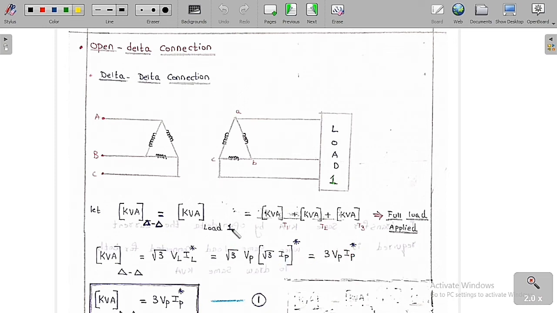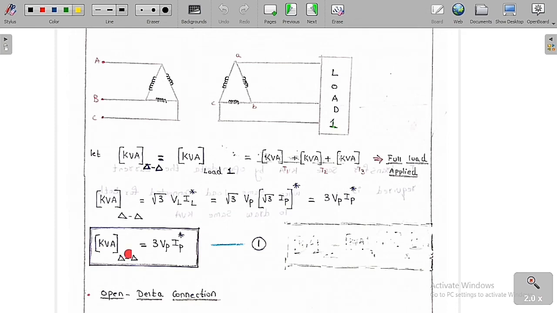So we can say simply that the kVA of this delta-delta transformer is equal to 3 Vp Ip conjugate. Listen carefully: kVA delta delta is equal to root 3 VL IL conjugate. VL is equal to Vp and IL is equal to root 3 Ip because of the delta connection. So taking the conjugate, we get 3 Vp Ip conjugate, where Vp means phase voltage and Ip means phase current. So kVA delta delta is equal to 3 Vp Ip conjugate. This is equation 1 that I am going to consider.